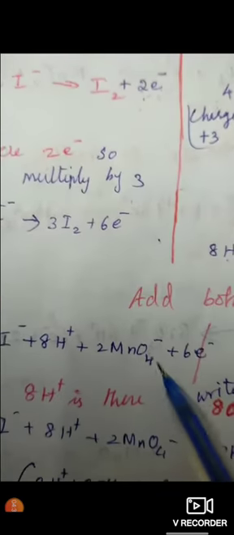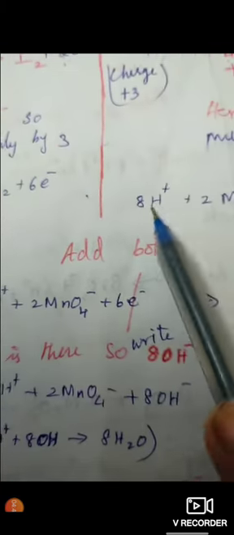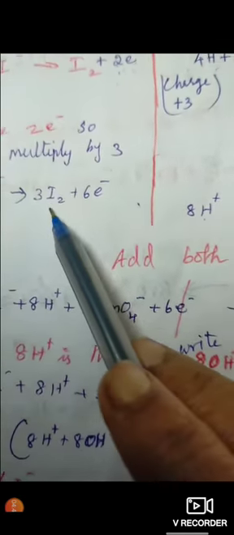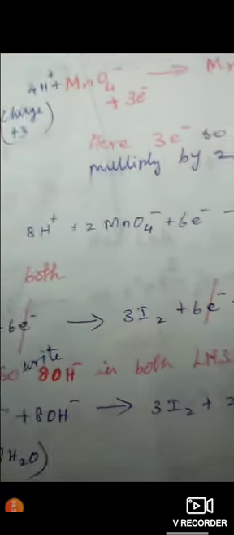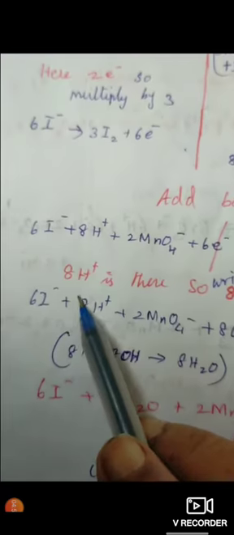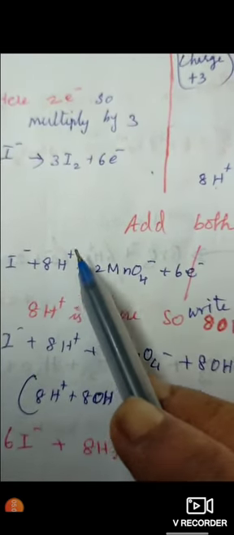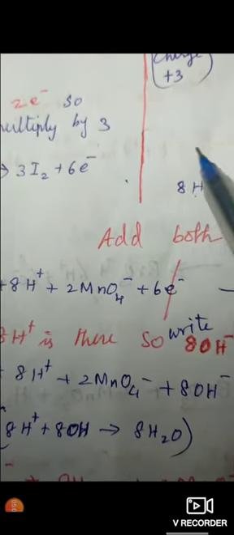4H2O. Now we have to add both equations. 6I minus, 8H plus, 2 MnO4 minus, 6 electrons, 3I2, 6 electrons, 2 MnO2, 4H2O. So here, on the reactant side, H plus is there. So this is a basic medium equation.